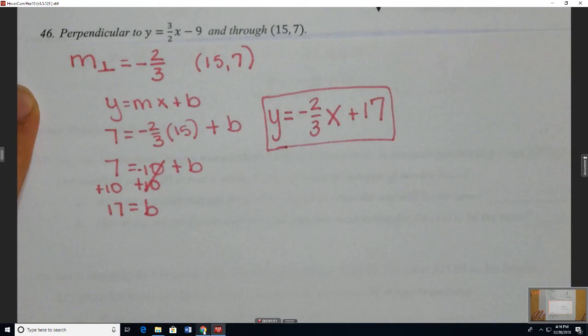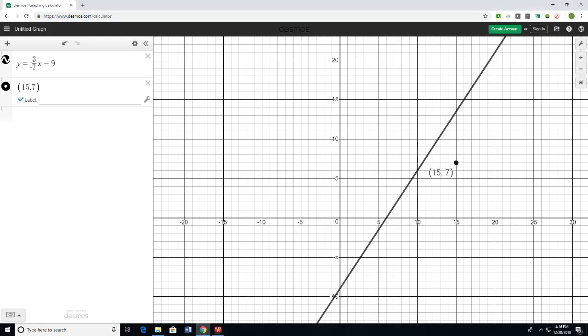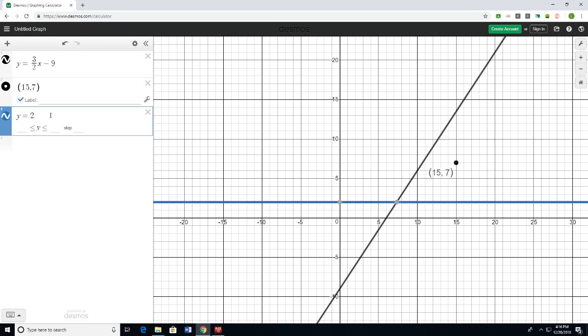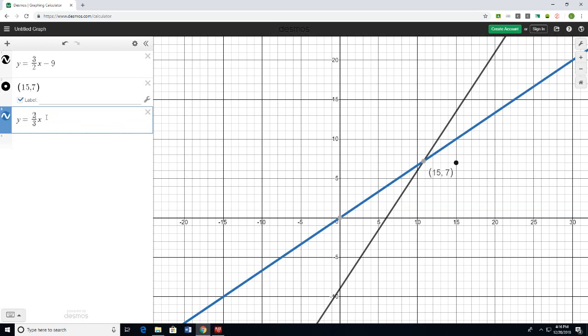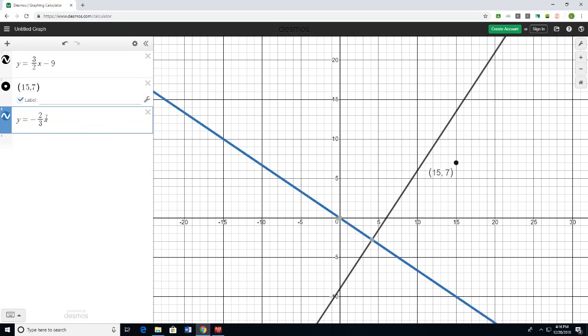Let's take a look at the graph to understand this a little better. When you have y equals 3/2x minus 9, that's the black line here. And if we're looking to find a line that's perpendicular to it and passing through this point, we want it to make a 90-degree angle and touch right here. We can start our equation using the fact that we need to flip the fraction and change the sign. That'll get us a line that crosses at a 90-degree angle.